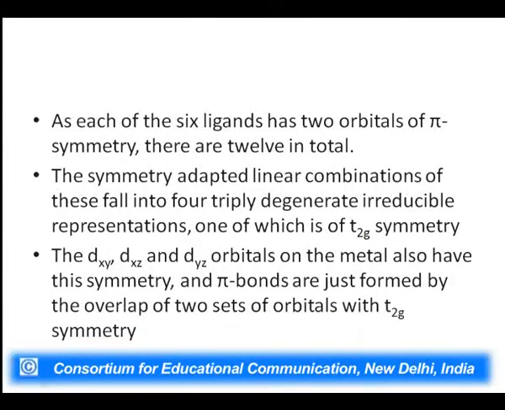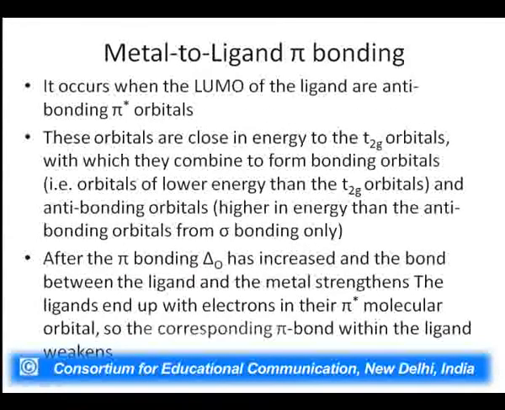Now, as each of the 6 ligands has 2 pi bonds, there are 12 in all, and the symmetry adapted linear combinations of these fall into the triply degenerate irreducible representation of T2g symmetry. When metal-ligand pi bonding occurs, the LUMOs of the ligand are antibonding pi star orbitals. These orbitals are close in energy to the T2g orbitals, with which they combine to form the bonding orbitals. The bonding orbitals are lower than the T2g orbitals, and the antibonding ones are higher.